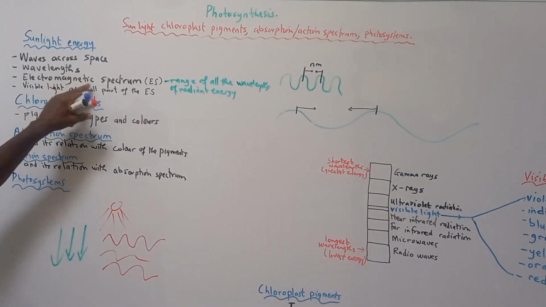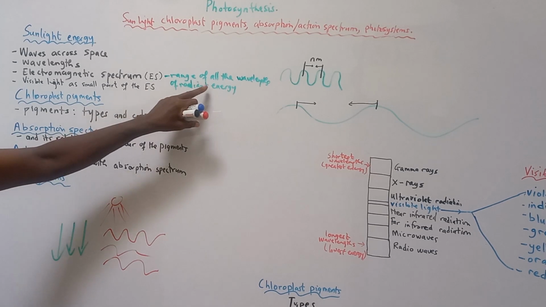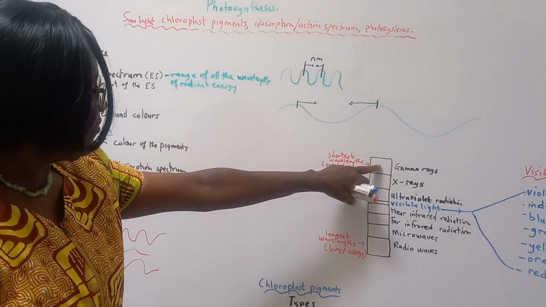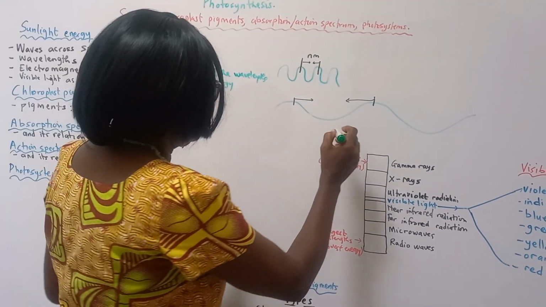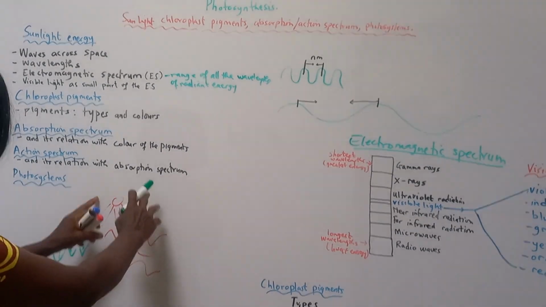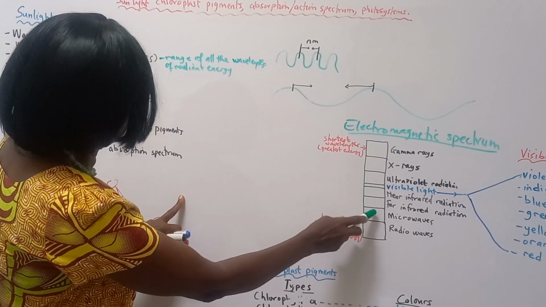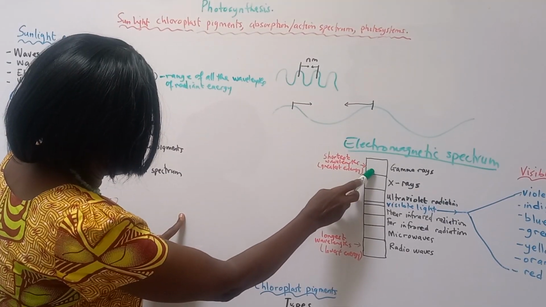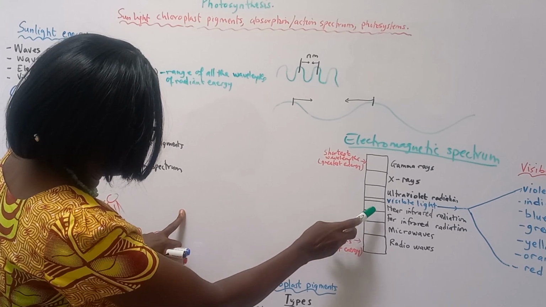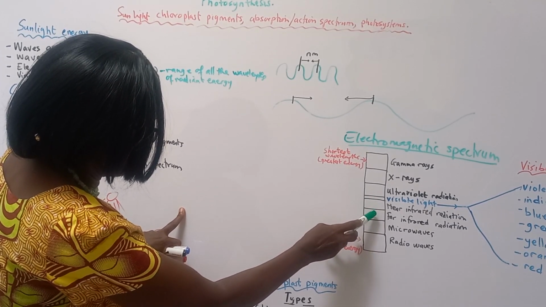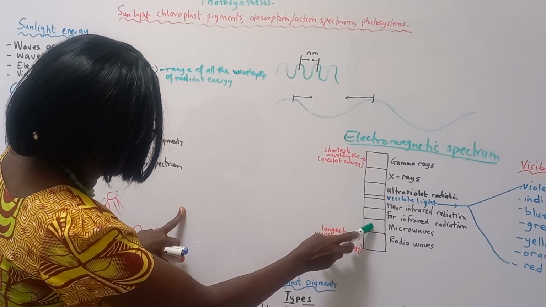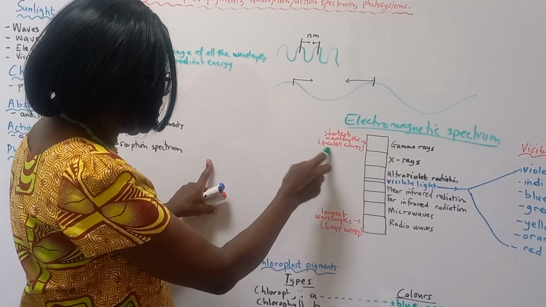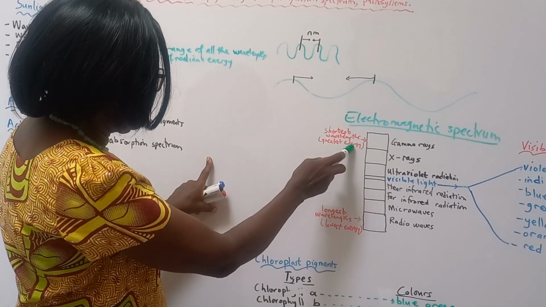Now, the electromagnetic spectrum is the range of all the wavelengths of radiant energy. And here we have the electromagnetic spectrum. So we have energy from the sun, and we have the whole range of wavelengths of the radiant energy: gamma rays, X-rays, ultraviolet radiation, visible light, near infrared radiation, far infrared radiation, microwaves, radio waves. Here are the shortest wavelengths, and the shortest wavelengths give the greatest energy.